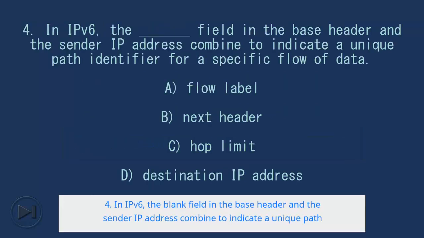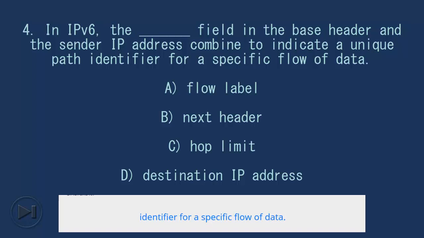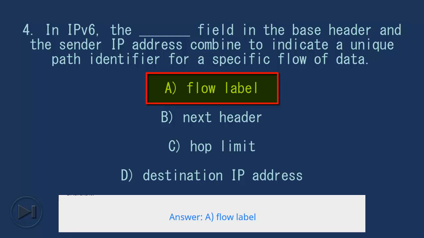4. In IPv6, the blank field in the base header and the sender IP address combine to indicate a unique path identifier for a specific flow of data. A. Flow label. B. Next header. C. Hop limit. D. Destination IP address. Answer, A. Flow label.